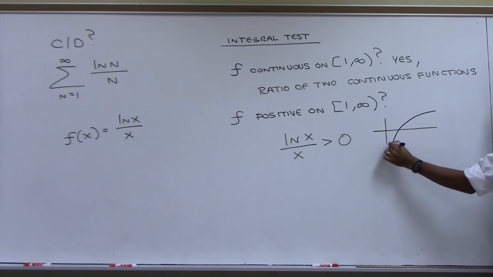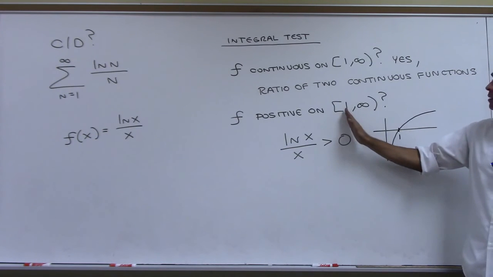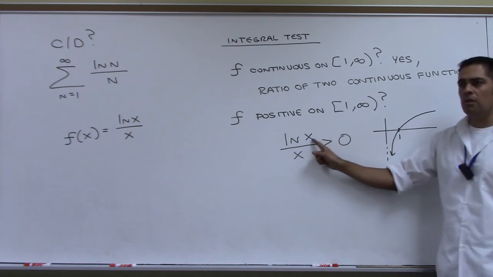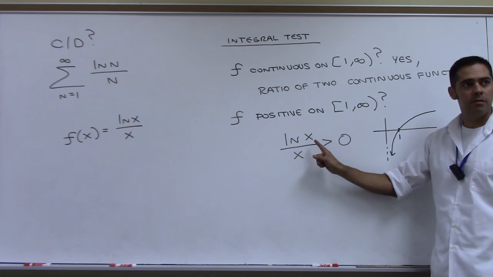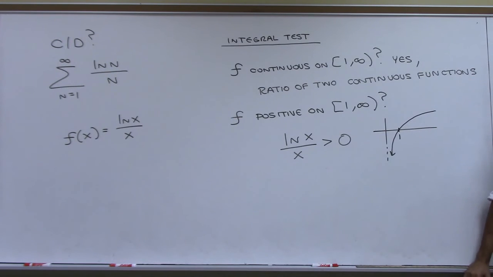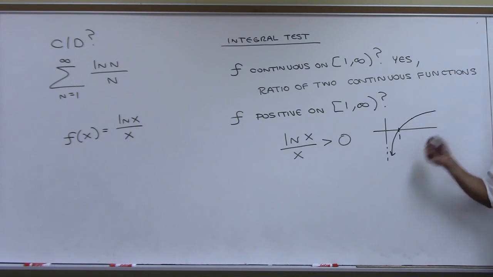What does natural log of x look like? Looks like this, doesn't it? Isn't it negative sometimes? But where does it switch? 1. At 1, right? And where am I looking? 1 to infinity, right? So at 1, isn't this 0? Yes? But after 1, what is it? The top's positive, and of course the bottom is going to be positive because x is positive. So there's only one place where it's not positive, right?